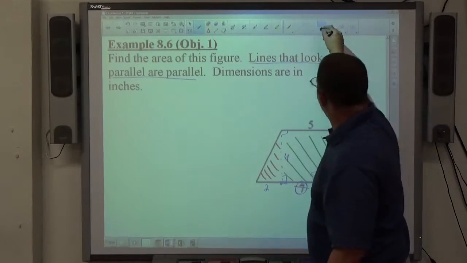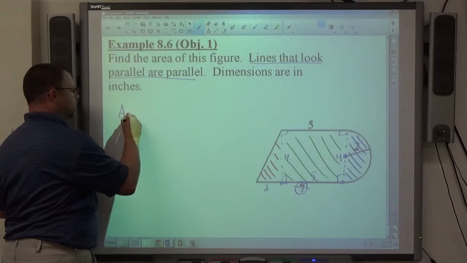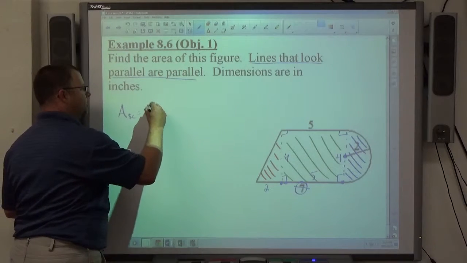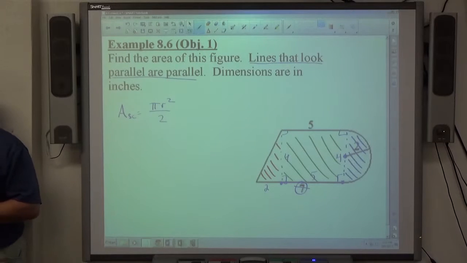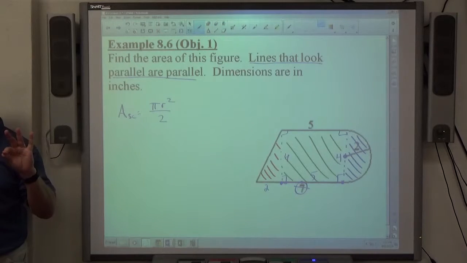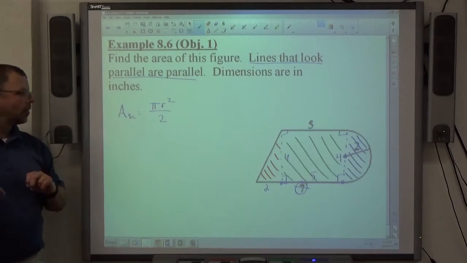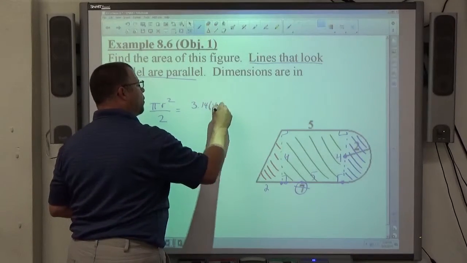And then for each different figure, you have to use the correct formula. For a semicircle, it's the same area formula as a circle, except you have to divide by 2, because it's only half a circle. Okay, that's not the same as pi times r. You have to square the radius times 3.14, then divide by 2. So in the case of this, it's going to be 3.14 times 4 divided by 2.